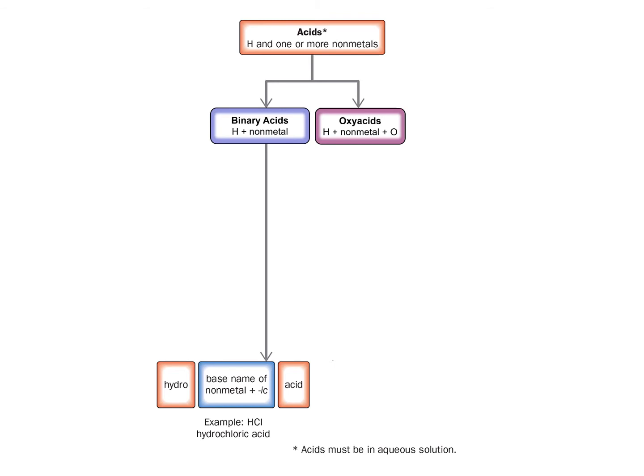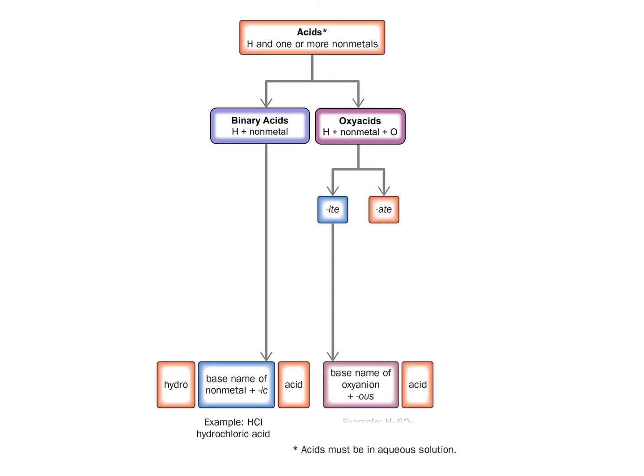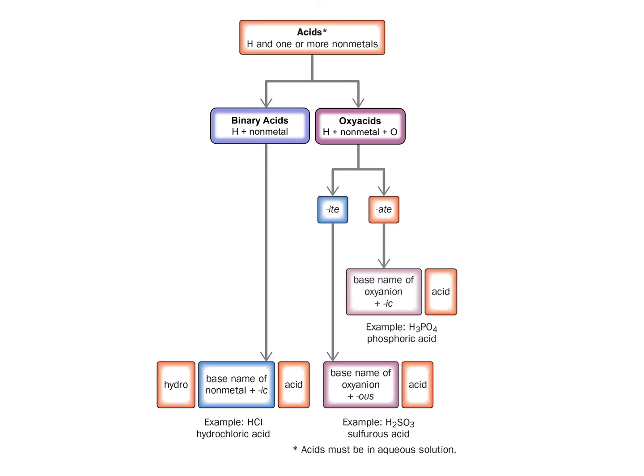If it's an oxyacid, it's a little bit more elaborate. You have to look at your oxyanion and determine whether it has the ite ending or the ate ending. If it's got that ite ending, you would change it to ous and add acid. If it's got that ate ending, you would change the name of your oxyanion to that ic ending and name it acid. So there's your flow chart right there.